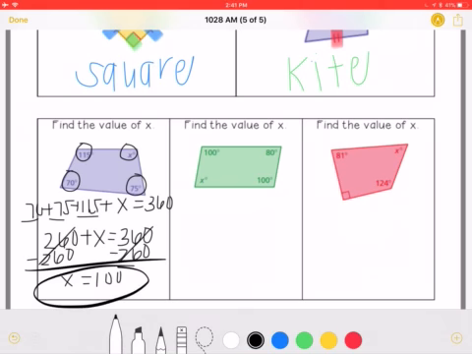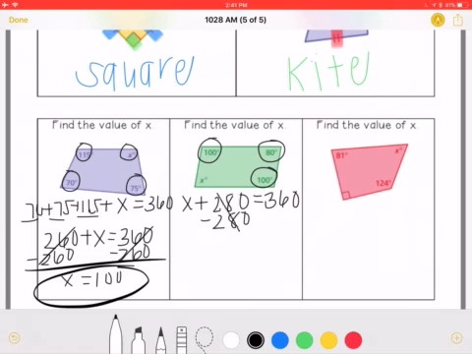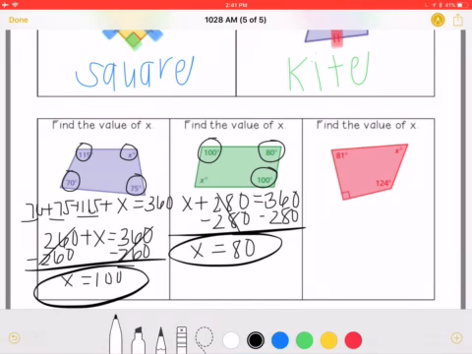Next, again, add up all of your interior angles. I'm going to do some mental math here. 100 plus 100 plus 80 gives me 280. Don't forget about your missing angle. Set that all equal to 360. Now we're just solving for x. So 360 minus 280 gives me 80 degrees.